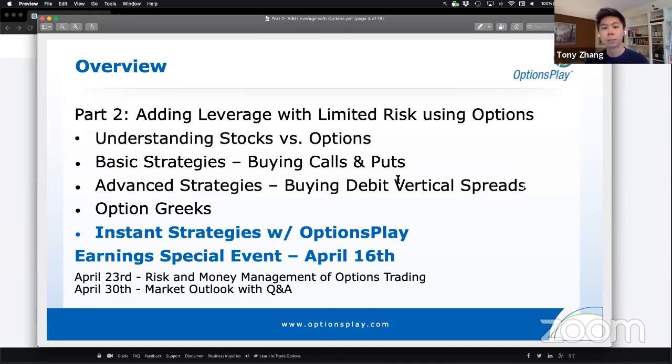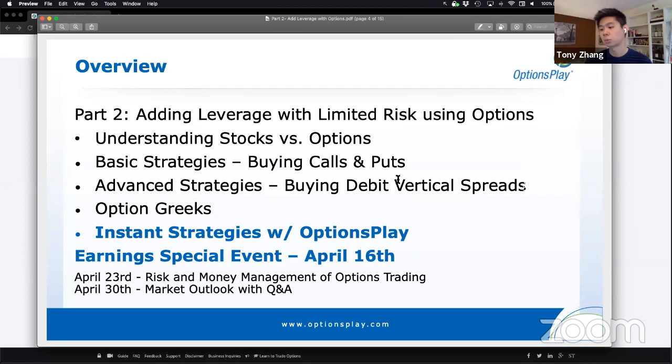And then we're going to talk about a more advanced strategy, which really takes buying a call or a put and merges it with selling a call or a put that provides you with some additional advantages, especially talking about limiting risk and adding leverage. How do you maximize the leverage while minimizing your risk? So that's why we want to talk about some of these advanced strategies that allow you to do that.